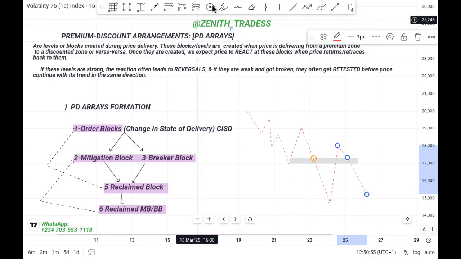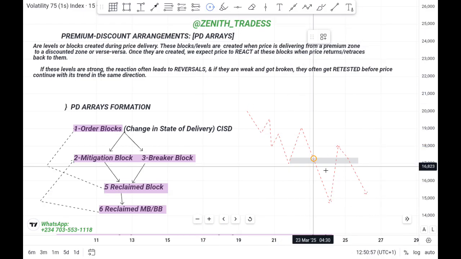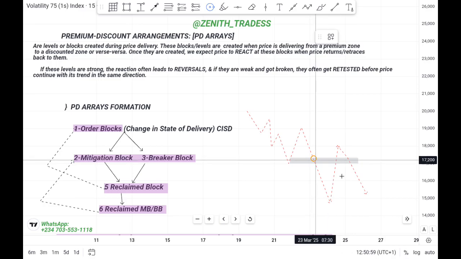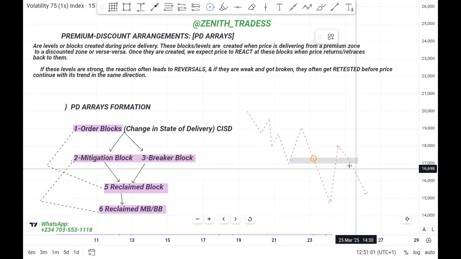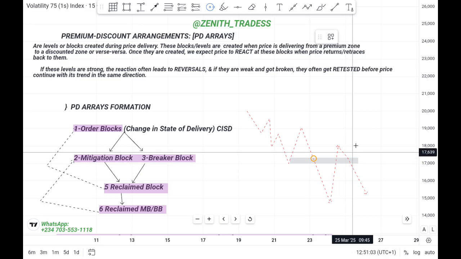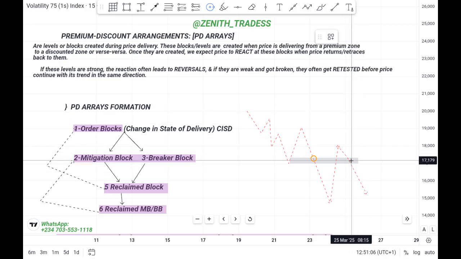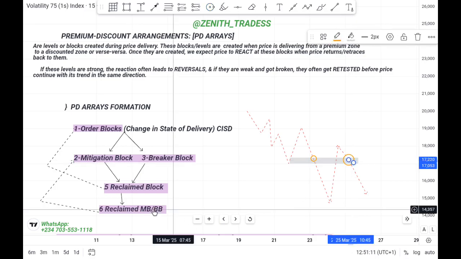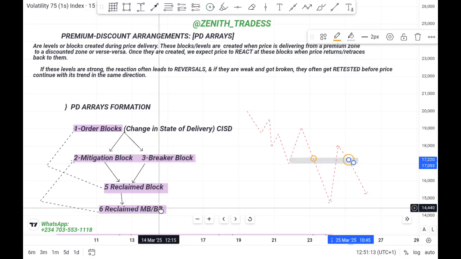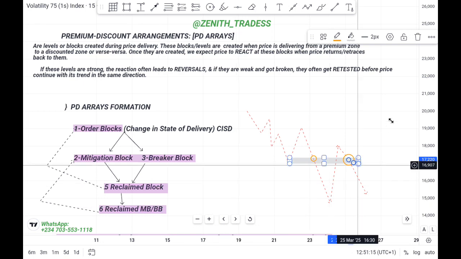So look at this first scenario. The order block has failed, right? This is the first failure. It got reclaimed, but instead of doing what the order block was supposed to do, it failed the second time. If it failed the second time, then we have what we call reclaimed mitigation or breaker. Now let me give us the full details of what just happened.